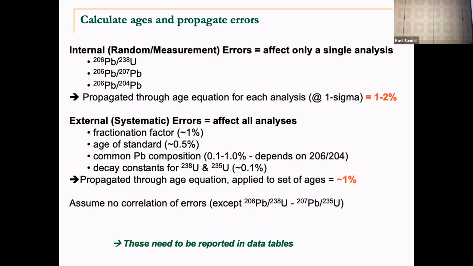These two things often get reported at different places in your data tables. So when you go to a lab, make sure you know where to find both of these and make sure that both of them end up in whatever you ultimately publish.